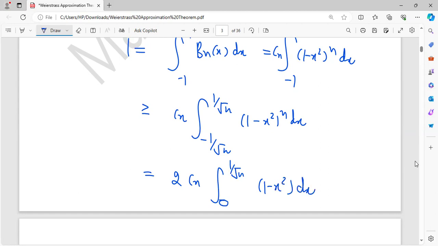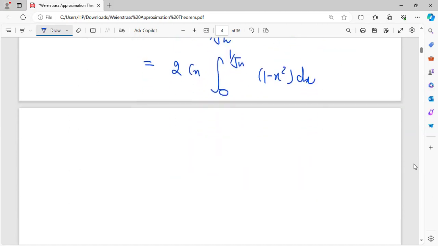Okay. Now by binomial theorem, 1 minus n x square is less than or equal to (1 minus x square)^n. So it will be still less than 2 C_n integral from 0 to 1 upon under root n of 1 minus n x square dx. Okay, now solve this.